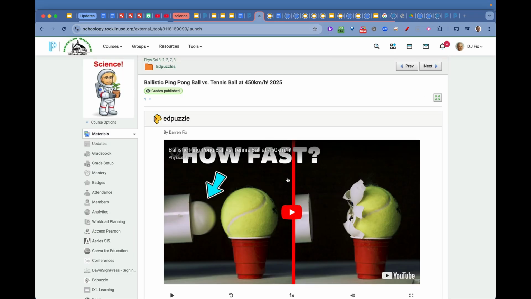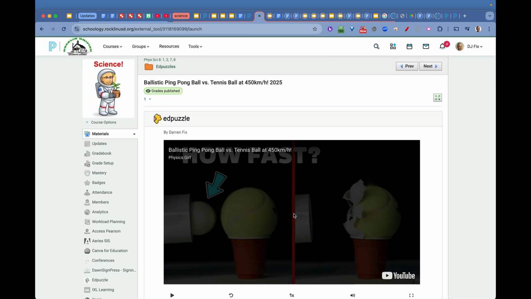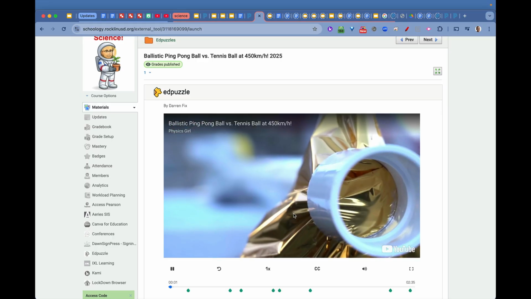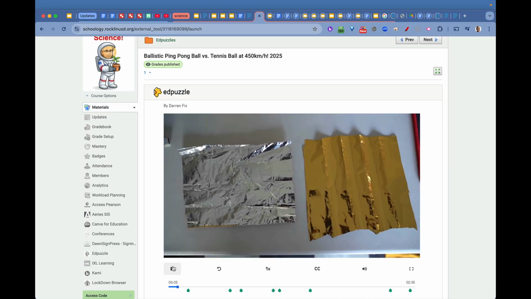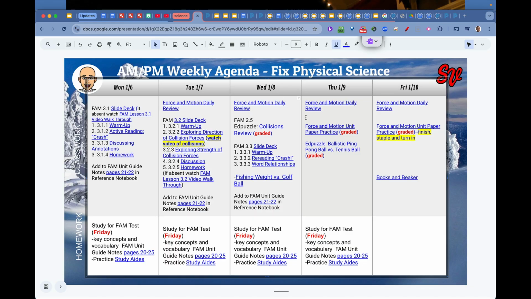We also did the ballistic ping pong ball versus tennis ball. What happens when you take 2.5 meters of PVC pipe, stuff a ping pong ball inside, cover each end with thermal... We also did a Force and Motion unit paper practice review that was on Thursday and Friday.